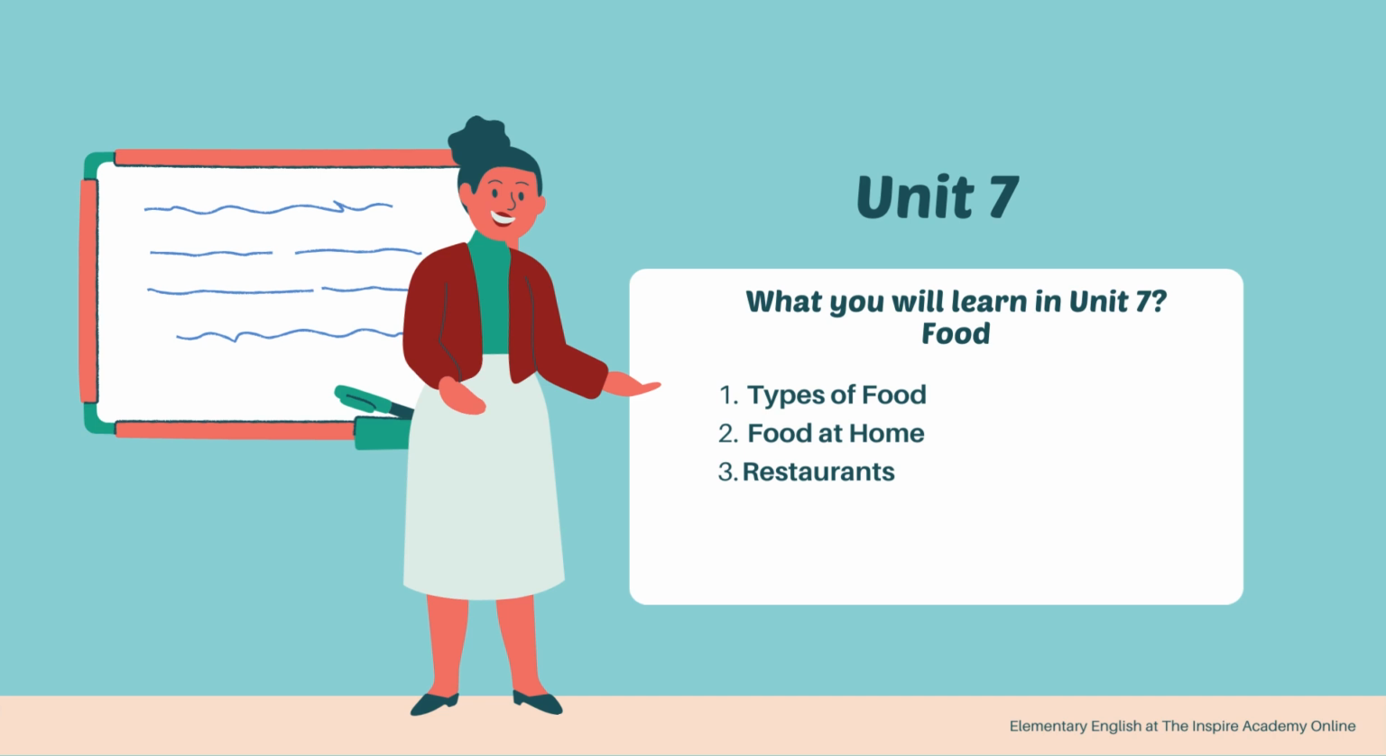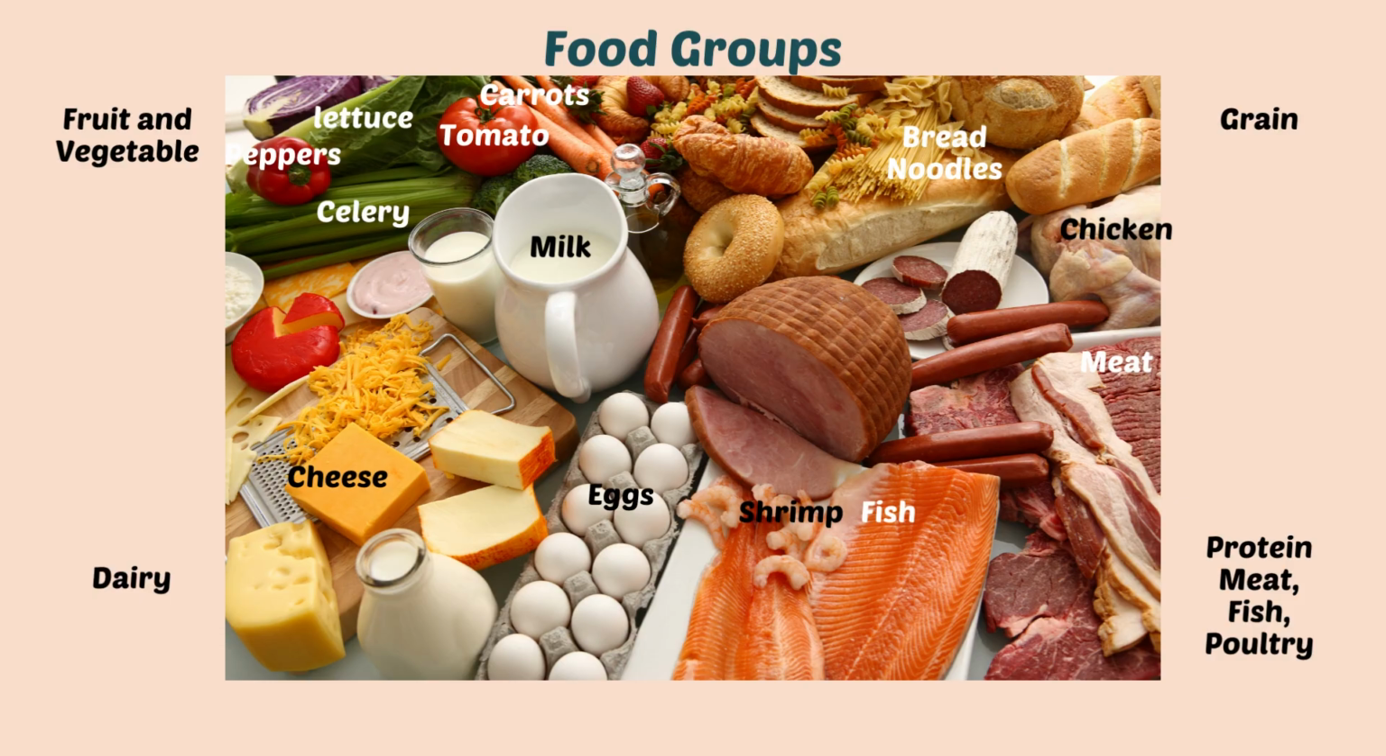What will you learn in Unit 7? In Unit 7, you will learn all about food, types of food, food at home, and food in restaurants. Let's start with types of food.